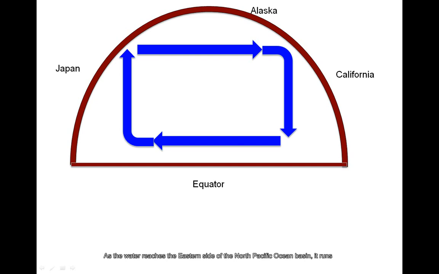As the water reaches the eastern side of the North Pacific Ocean basin, it runs into the North American continent and must be diverted again. And this water ends up traveling along the California coast from Alaska back towards the tropics. And this is going to complete a loop or cycle of water movement known as a geostrophic gyre.